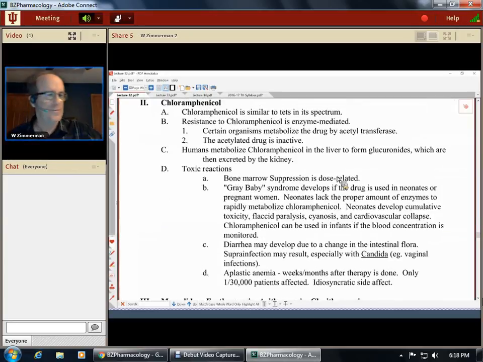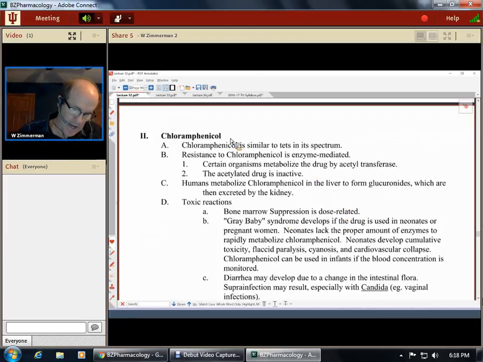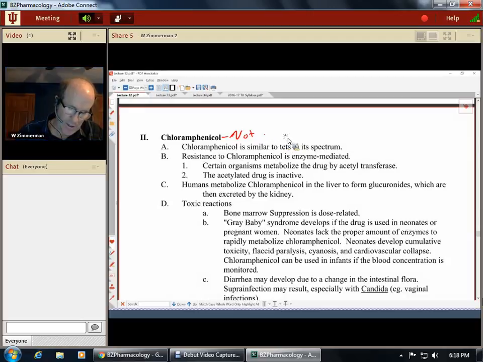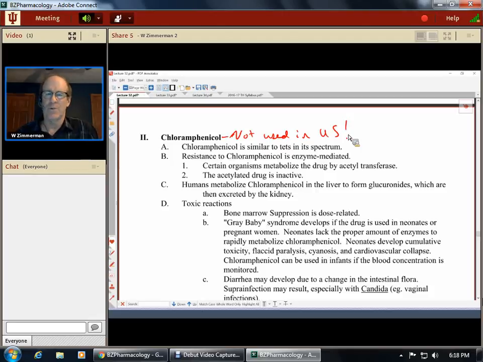Okay, chloramphenicol. Not used in the U.S. So you might say, why do we have it in the notes here? That's certainly a good question, and I've got a partial answer to it. First of all, what does chloramphenicol do? It's a protein synthesis inhibitor. In a lot of ways, it's similar to the tetracyclines. You can have some resistance. I wouldn't worry about any of that.